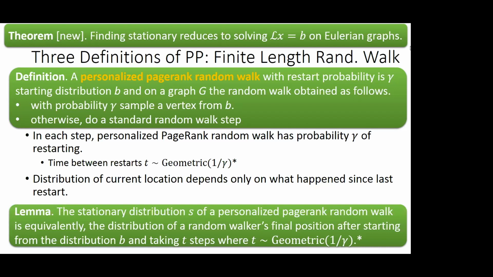And so from this, we conclude the following lemma: the stationary distribution S of a personalized PageRank random walk is equivalently the distribution of a random walker's final position after starting from the distribution B and taking t steps, where t is a geometric variable with expected value 1 over gamma.